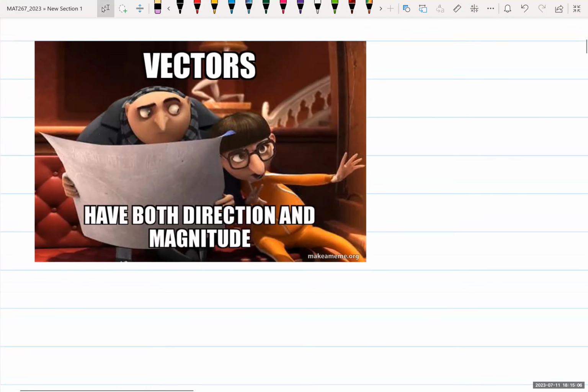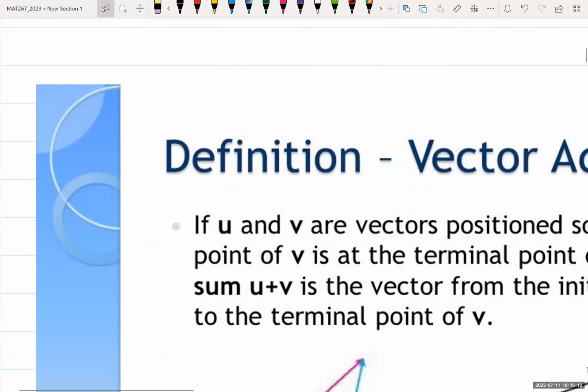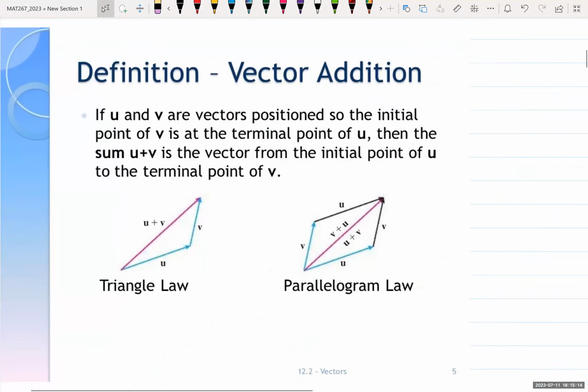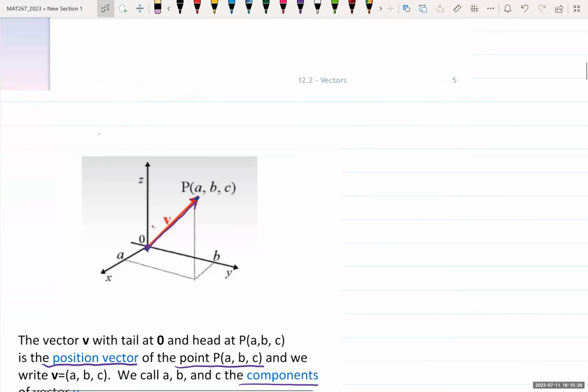So vectors. Most questions in the test will be about vectors, which have both direction and magnitude. That is the whole idea. It's the first time we introduce something that has a direction. I will just briefly go through definitions. You can always review the video and pause and read that. But basically we have addition and subtraction of two vectors. You've seen those graphs.